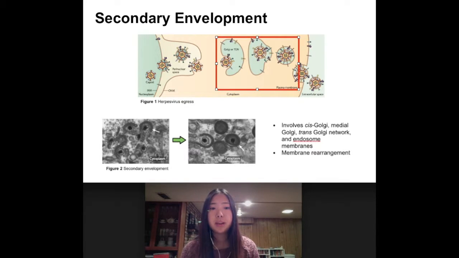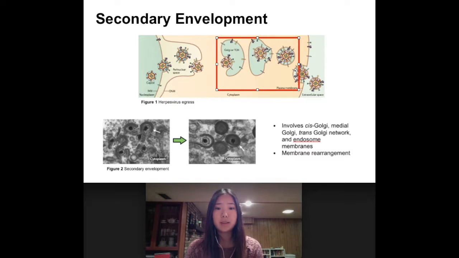Figure 2 is just an electron micrograph of secondary envelopment. So if we're looking at the first picture here, you can see these dark dots are the viral capsids, and these C shapes surrounding them are the trans-Golgi network membranes. And so you can see that this is the process of budding here, and in this second photo, you can see that the capsids are fully enclosed in the membranes now.